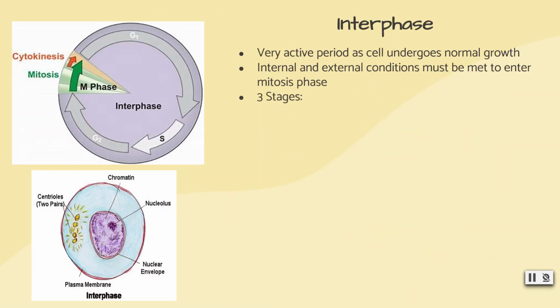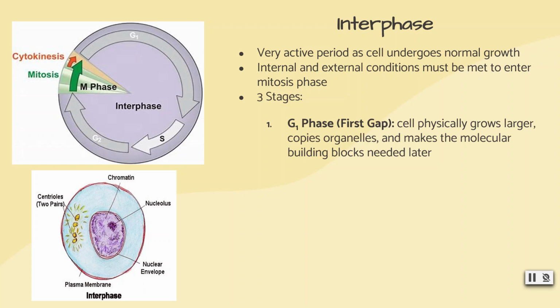So we'll dive into interphase. It's a very active period as the cell is undergoing normal growth. Internal and external conditions must be met to enter the mitotic phase. And we have these three stages that are based on the sequence of activities that are occurring. The first one is the G1 phase, or the first gap. The cell is physically growing larger, copies organelles, and makes molecular building blocks needed for later.